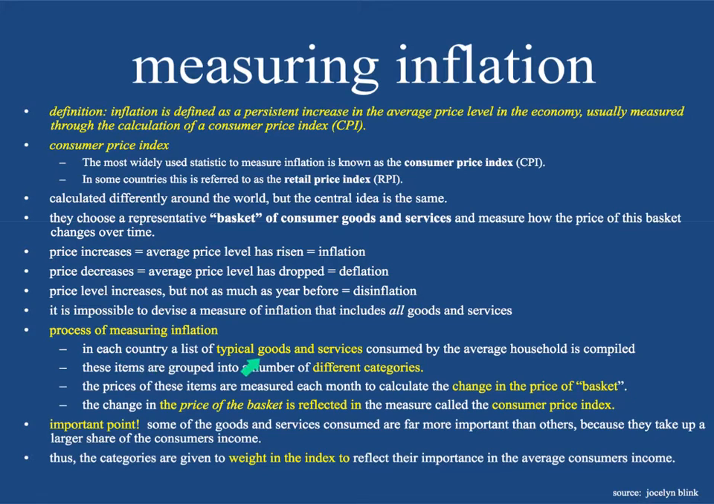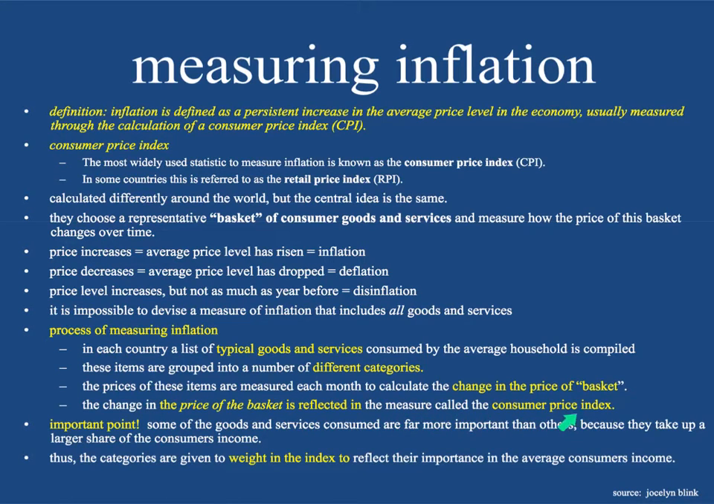In each country, a list of typical goods and services consumed by the average household is compiled. These items are grouped into different categories. The prices of these items are measured each month to calculate the change in the price of the basket. A change in the price of the basket is reflected in the measure called the consumer price index.